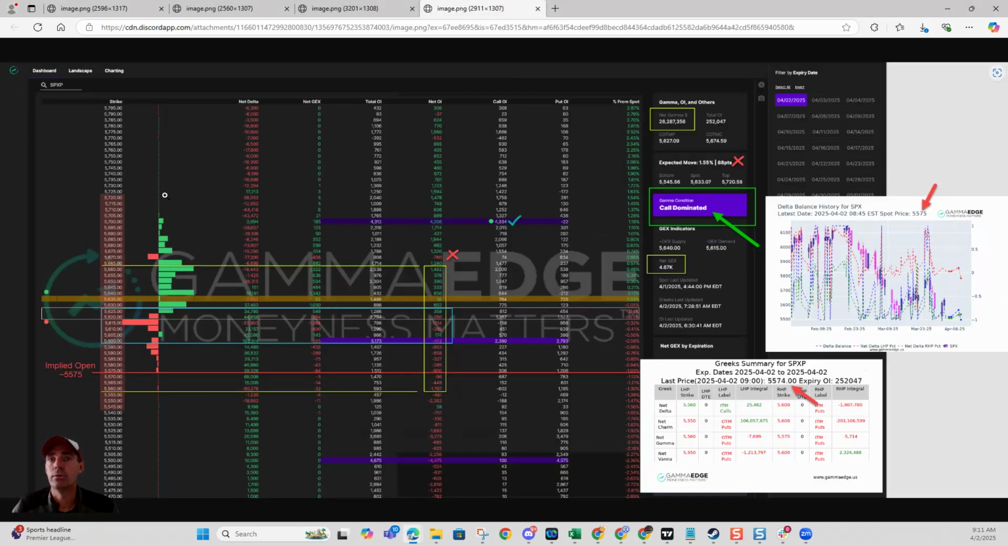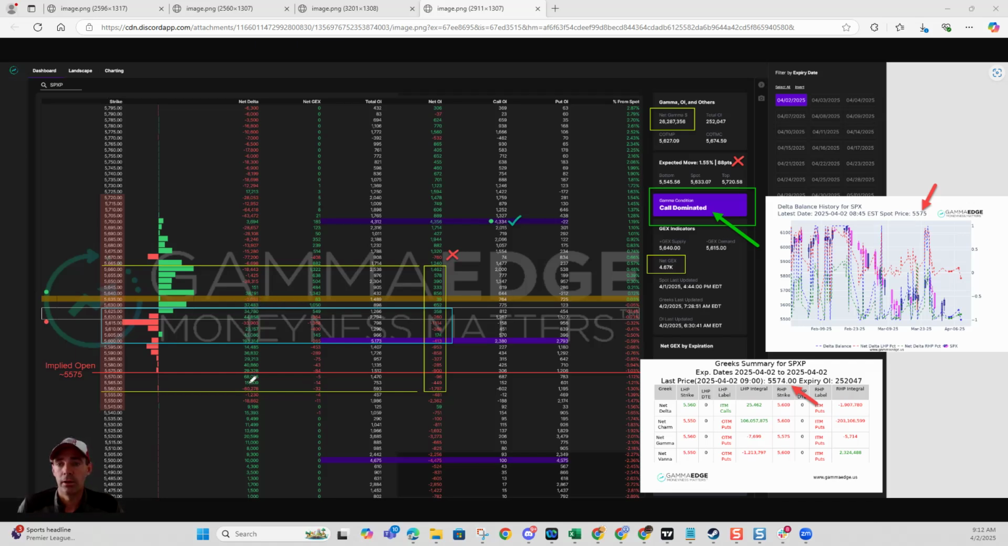All right, moving on to SPXP, 0 DTE expiry at the moment. Again, we are call dominated, which is a change today. We discussed that. Call dominated simply means that we do see in the money calls below spot price. Now, implied open is 5575 down here. So at the time of running this web app, these calls that were roughly around 5,600 were still in the money.